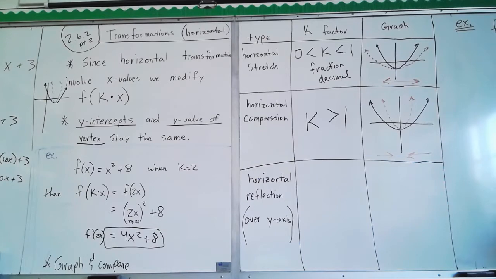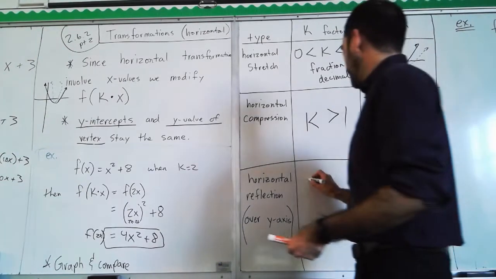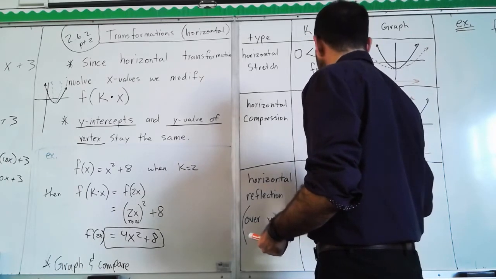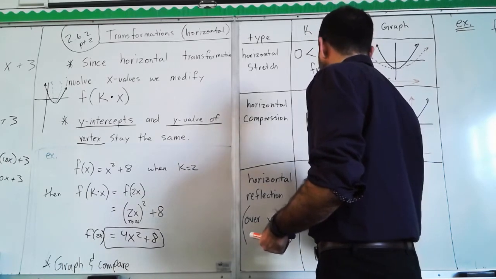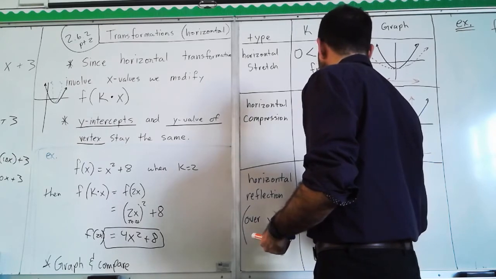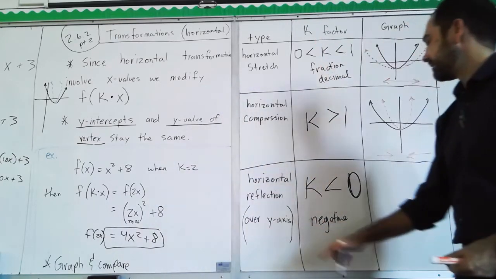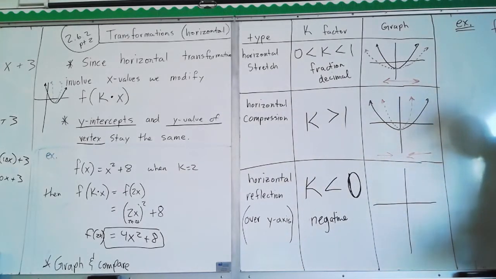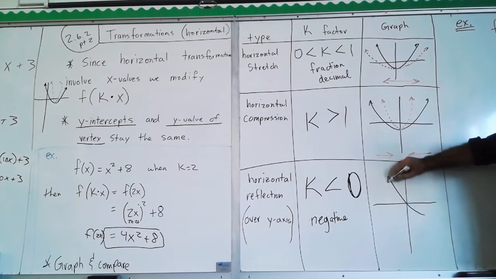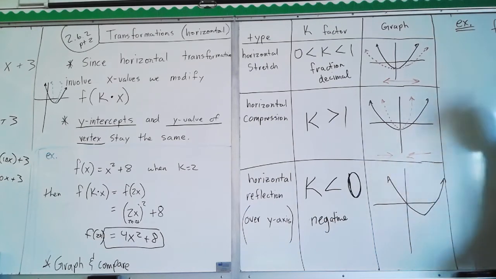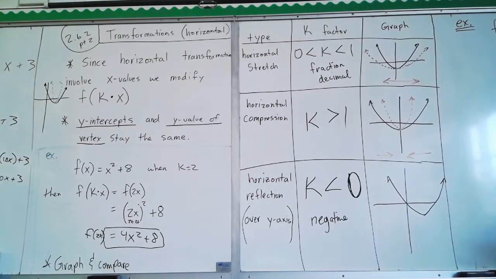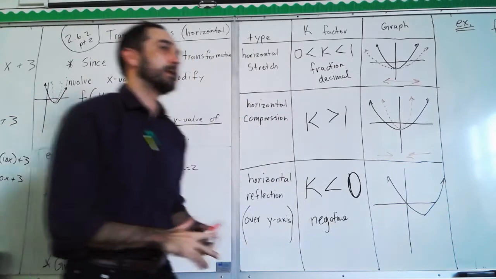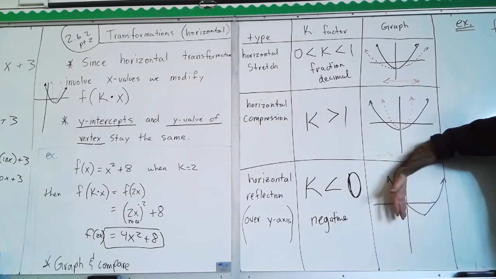Now, the last one we have to do, and this is the same as yesterday, because we have a reflection when we have a negative number. When we have a negative number, we get a reflection. So watch what's going to happen here. Remember that here we're talking about a horizontal reflection, which is just over the y-axis. It's as if you took the piece of paper and you folded it this way, right?